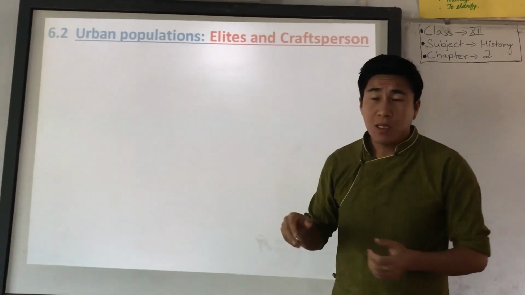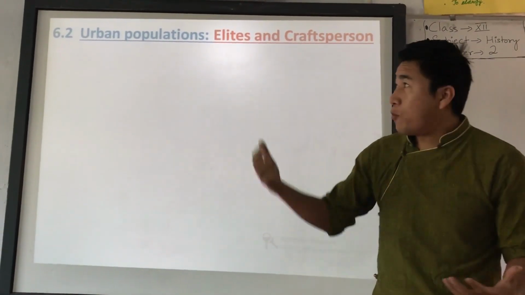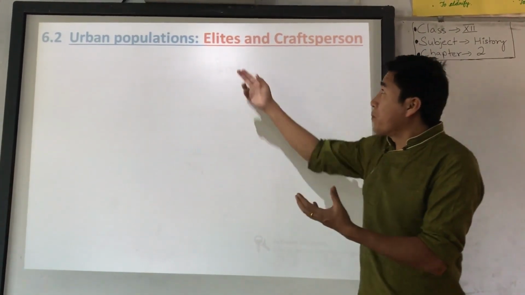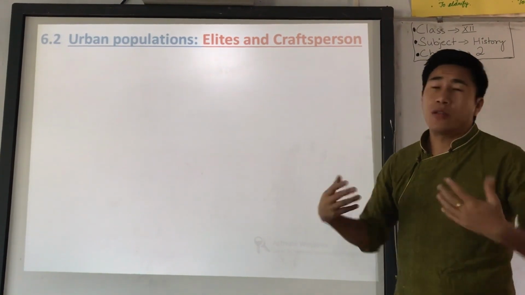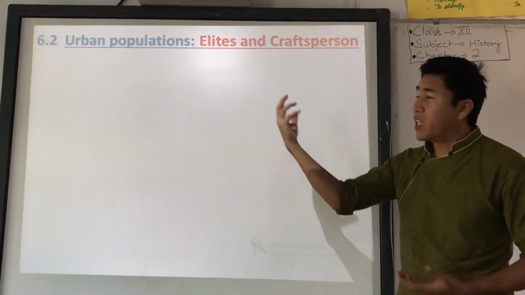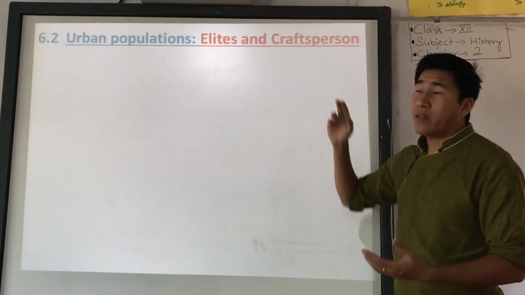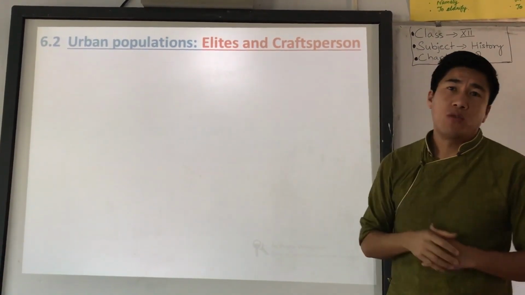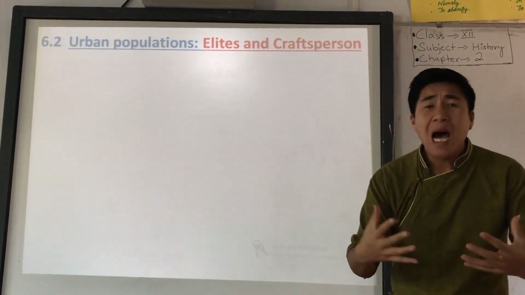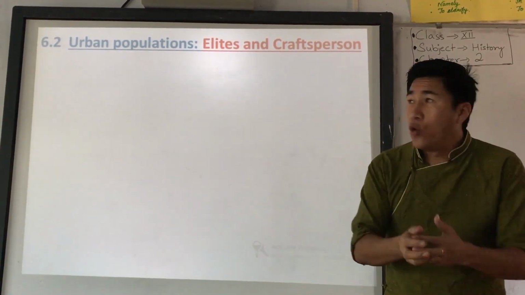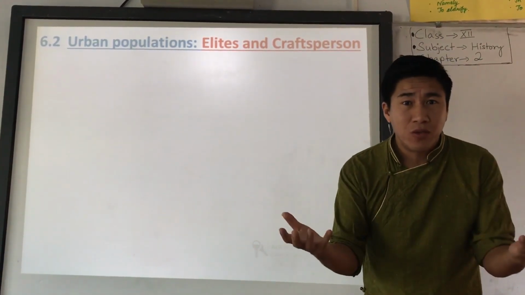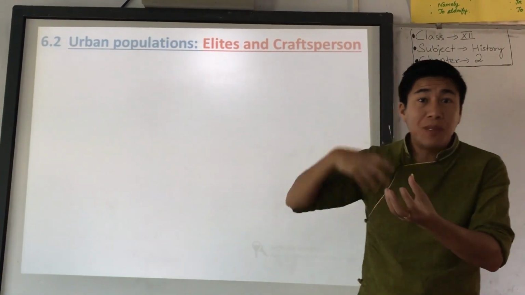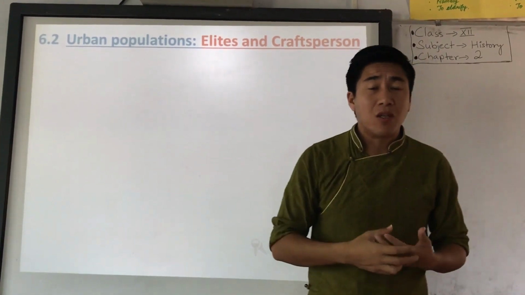Urban population means the urban center where people used to live. Elites means, as I told you, the powerful people, the kings and ministers, and crop production means artisans. In this topic we are going to learn how archaeologists know about the urban centers during ancient times, and also what kind of people lived in these urban centers. So we are going to discuss it.